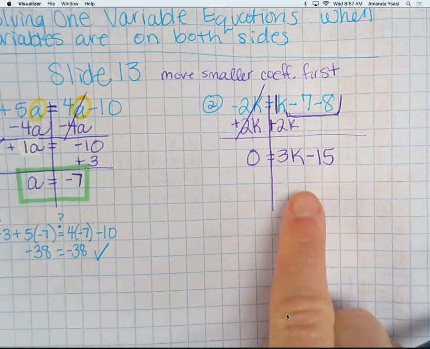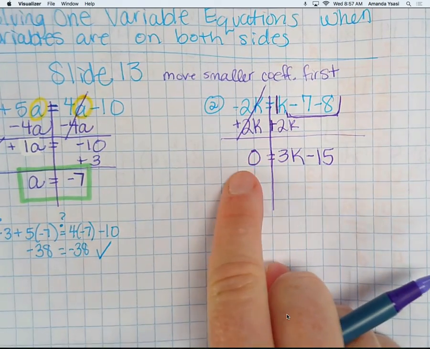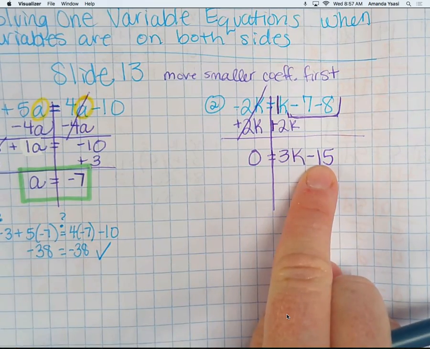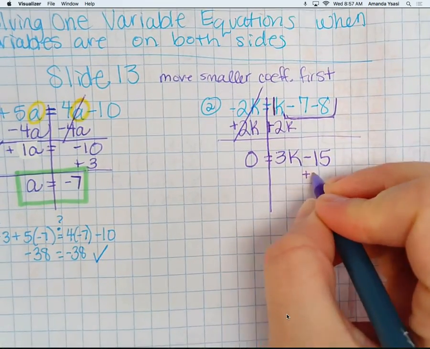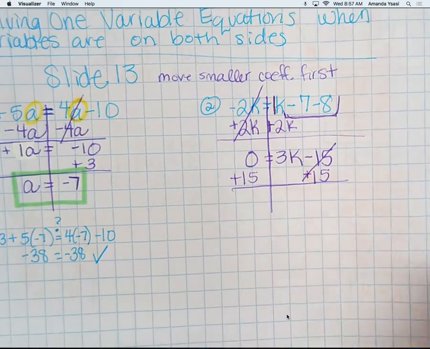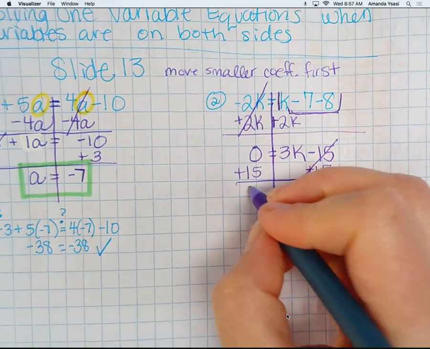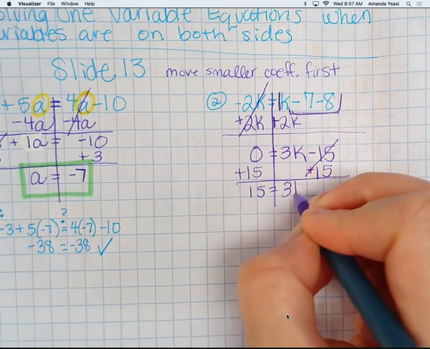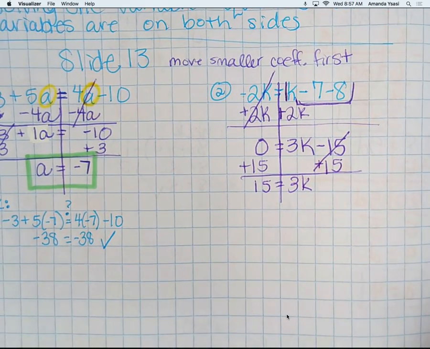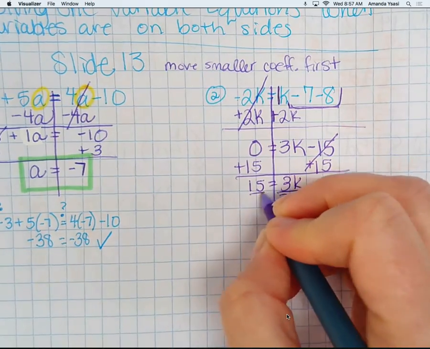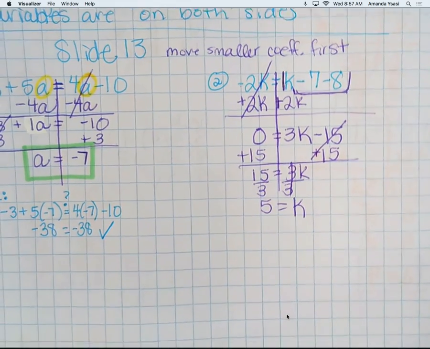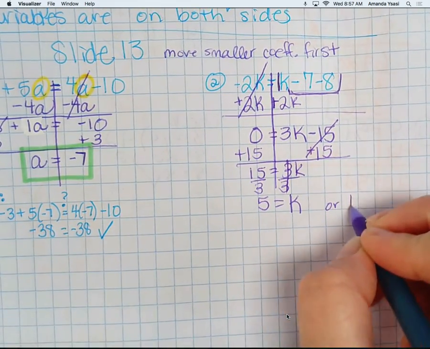Okay, so now I have the 3k on this side. I have a 0 here and a -15 here. So I need to move this -15 to the other side by doing the opposite. So plus 15. So it's 15 equals 3k. Now what do I do? Divide by 3 on both sides. And I get 5 equals k. Or we can write it as k equals 5.